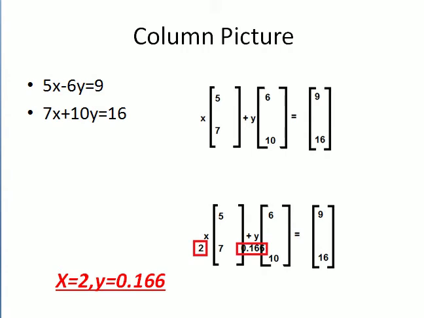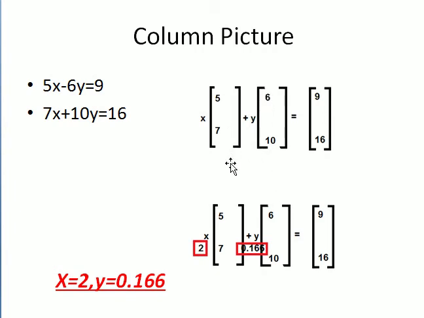Now let us see what the column picture is. The column picture: 5x minus xy is equal to 9, 7x plus 10y is equal to 16, the equations which we have taken for the row picture. Now I have written the column picture here. This is x times 5 and 7, plus y times minus 6 and 10, which is equal to 9 and 16. Instead of writing in the row form, I have written in the column form.